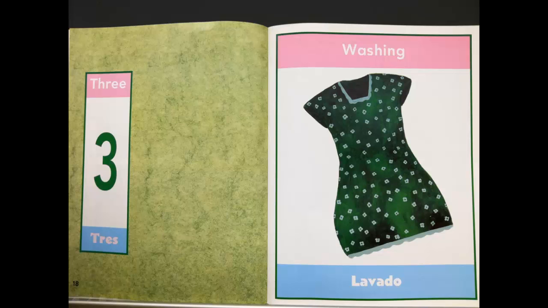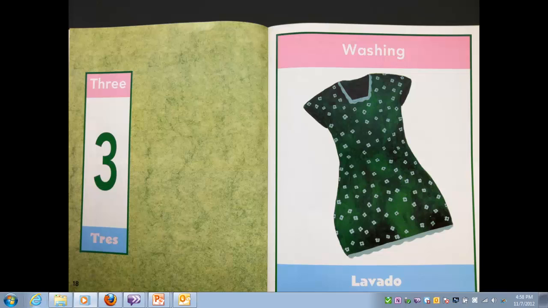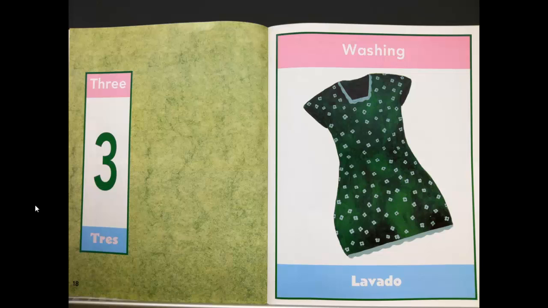Three. And let's stop here. Now, what is the next part of the story going to be about? Make a prediction. What do you think it's going to be about? Washing. Very good. It's going to be about washing.